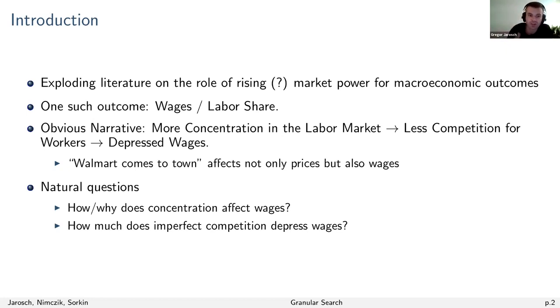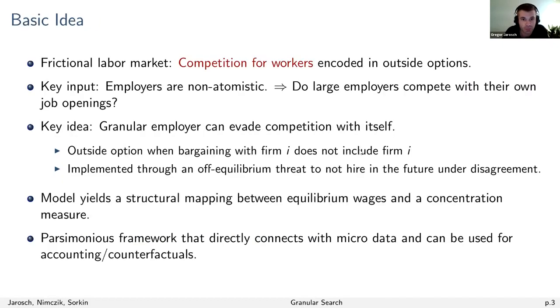One way of putting this is, Walmart comes to town and wipes out all the mom and pop stores. They might jack up prices because they gain power in the product market, but they might also be now the only employer in town, and that might depress wages. That's what we're after in this paper. So with that said, here are the high-level questions we're after. What's the transmission mechanism from concentration in the labor market to wages, and can we say something quantitative about how much this might matter?